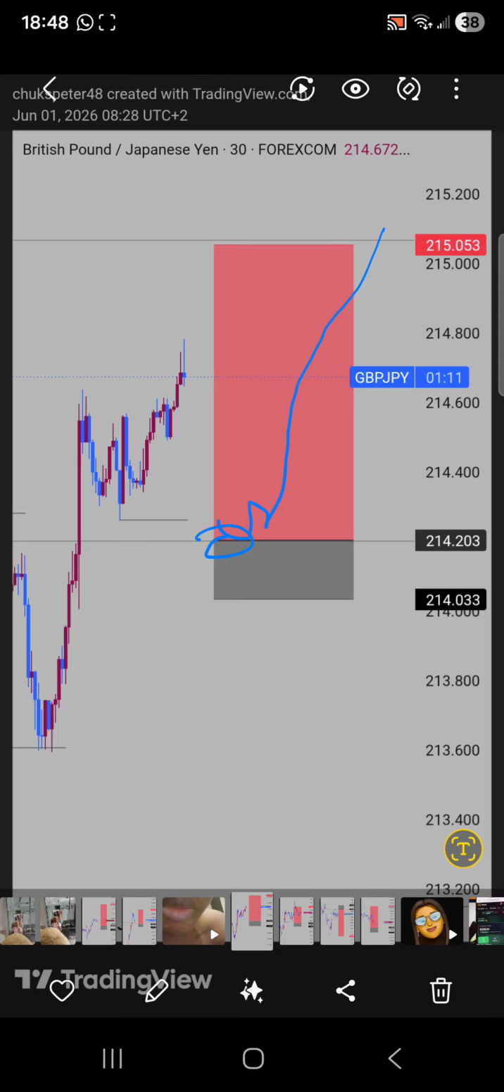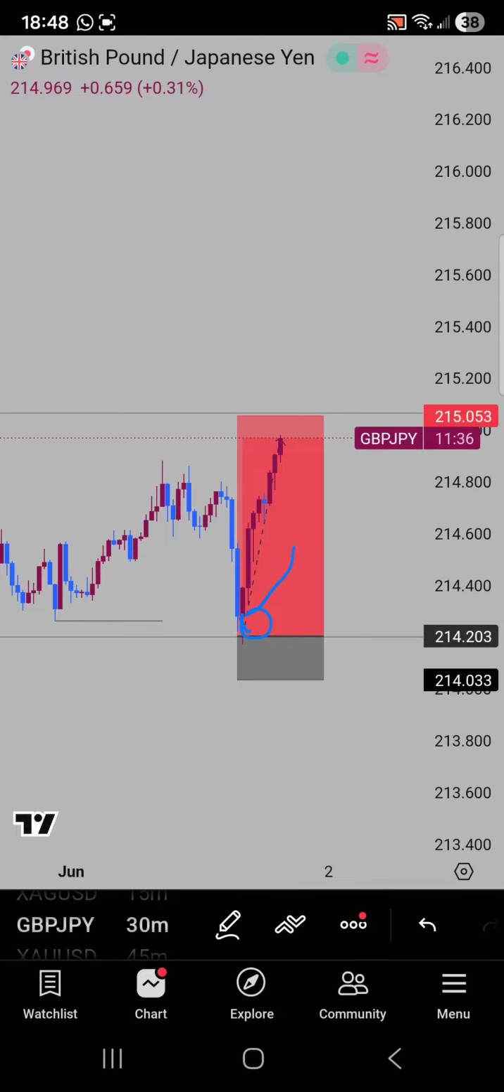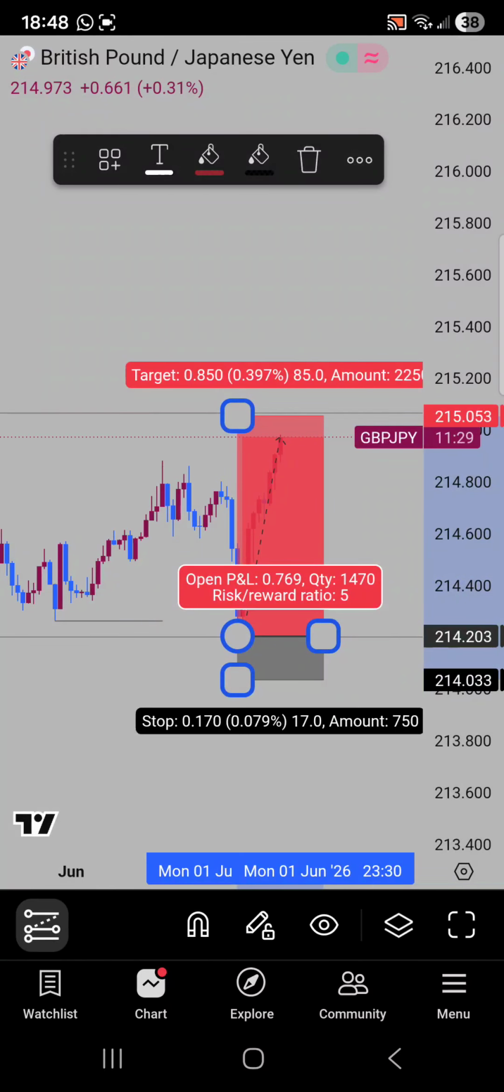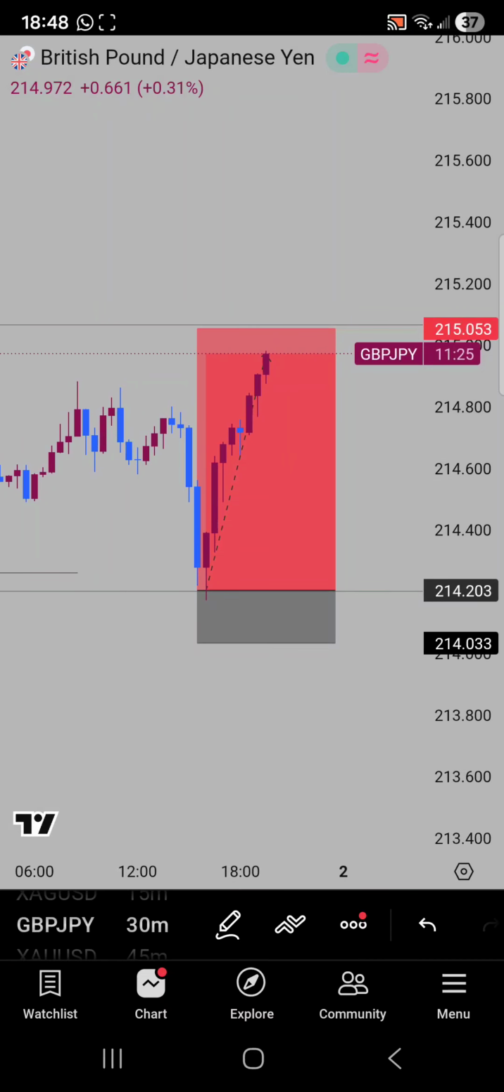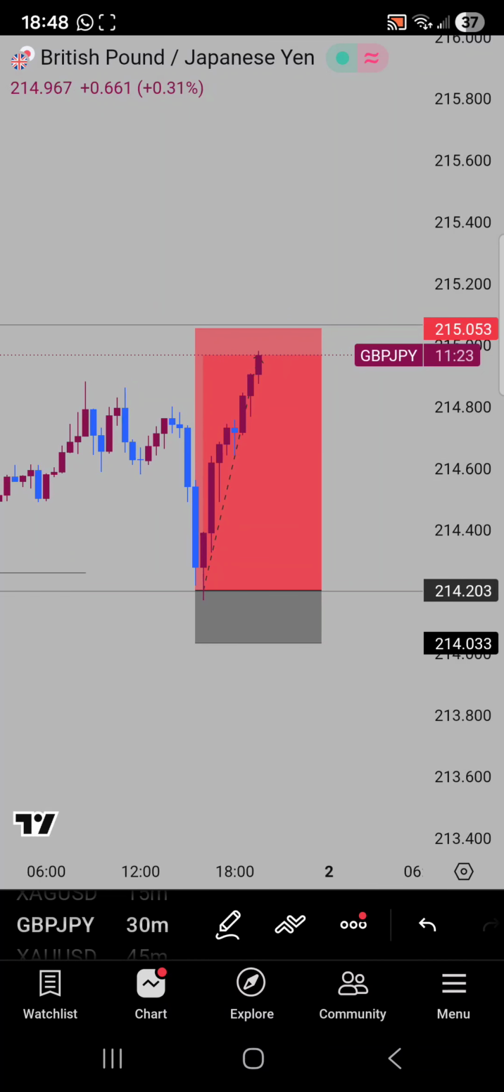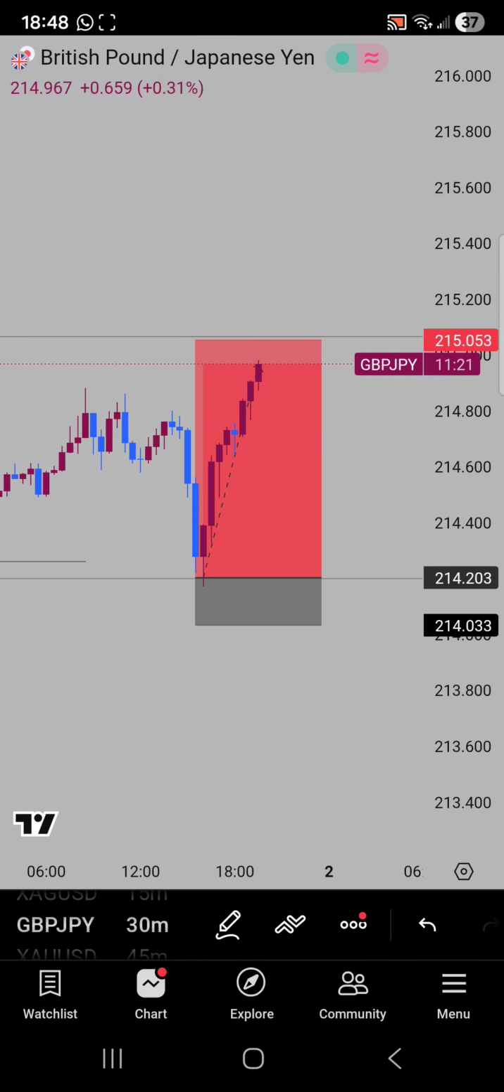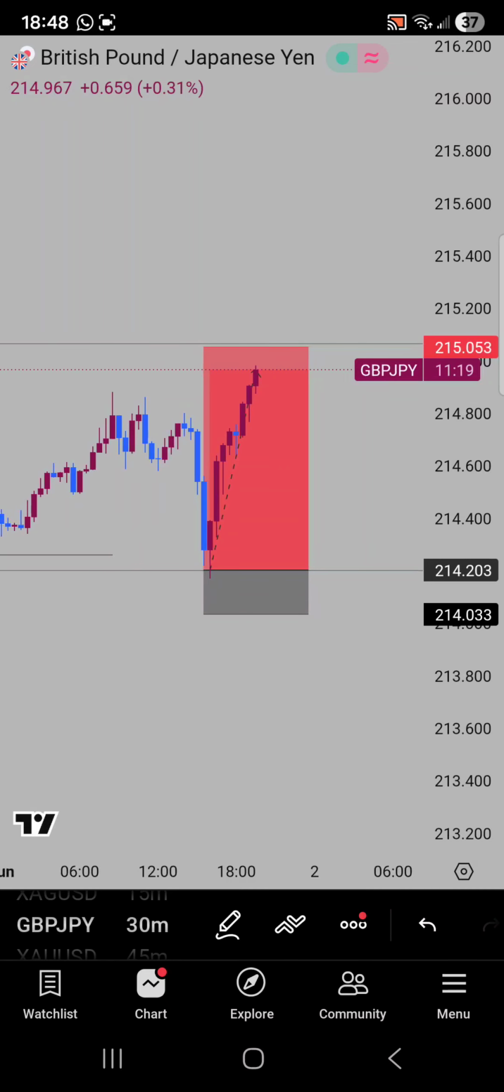Push. Bye bye. See you next time. This is price currently now. Still going, soon to hit TP. Nice 85 pips. TP. First trade of the month, and that's the TP.